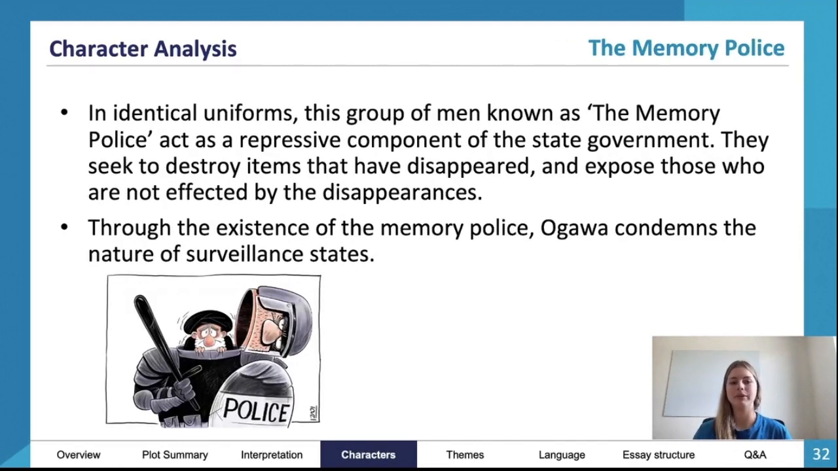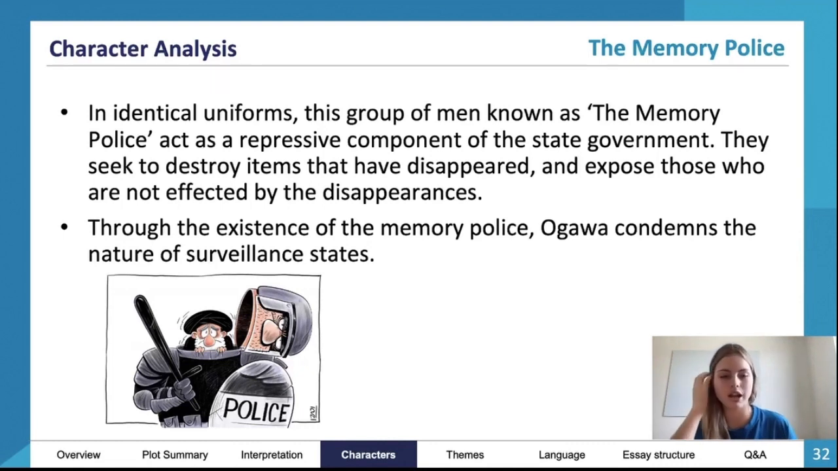So, the memory police. Before I tap into them a bit, I have chosen this image for a reason. As I said before, the memory police are also affected by the disappearances of the items and objects around the island, and most likely, I guess from that we can infer that they were affected by the disappearance of limbs and the bodies as well.